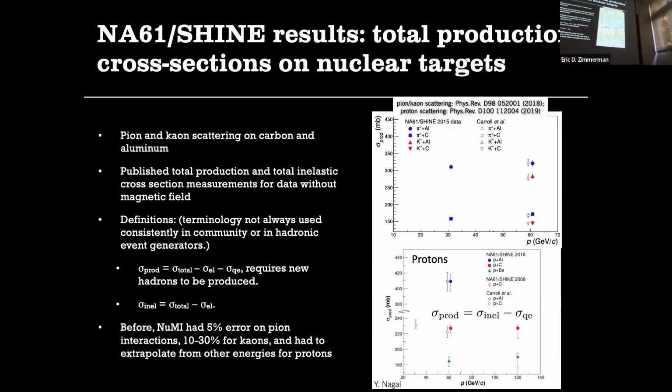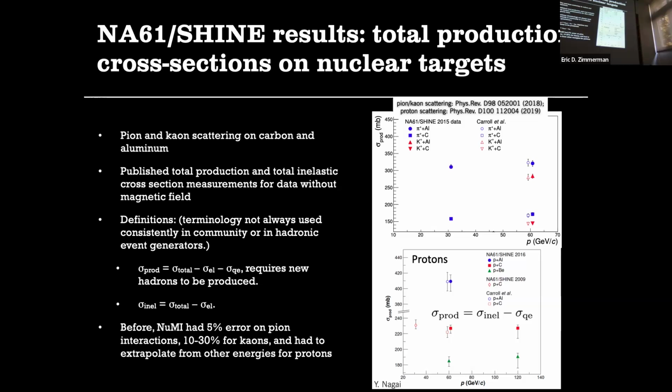So here are the first results from this program. This is total production cross sections on nuclear targets for pion and kaon scattering as well as proton. And this is done for data without the magnetic field on. That's the best way to measure the total cross section.